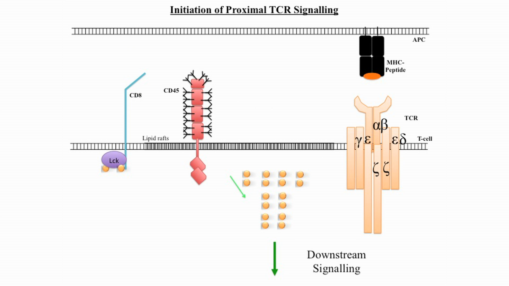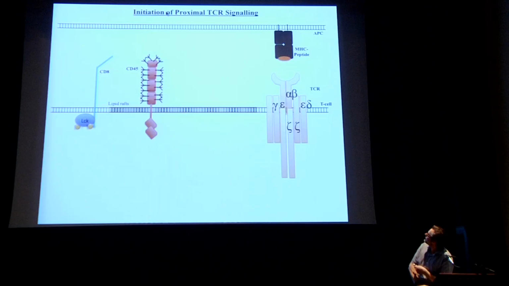So this is what we think is how TIM3 is signaling. Here you've got the APC. Here's your T cell receptor complex. Here's CD45, which has a phosphatase, and here's the CD8 molecule that has LCK.